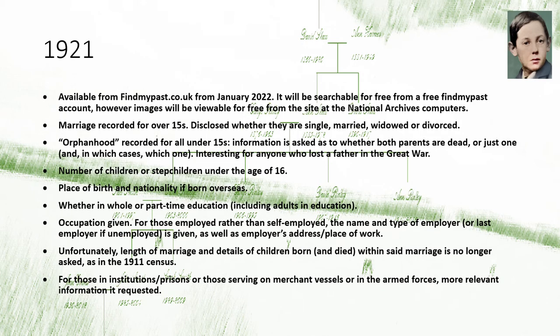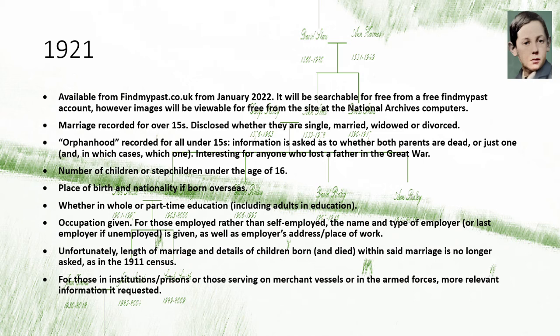The 1921 census is coming up soon. It'll be available from Find My Past from January 2022. It'll be searchable for free from a free Find My Past account. However, you'll have to pay to view the images. I understand they will be freely viewable if you access the website from the National Archives computers. So you can search for a friend and access the images from the computer at the National Archives, whereas from home you will have to pay to view those images.